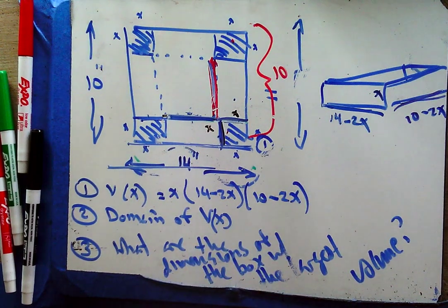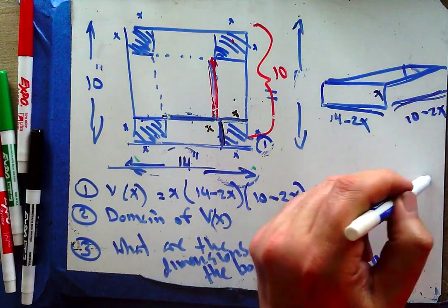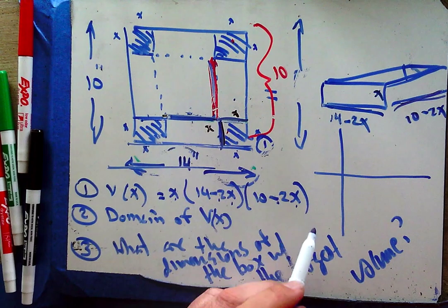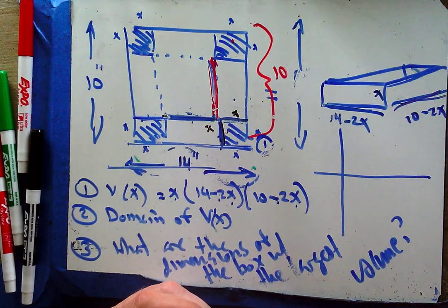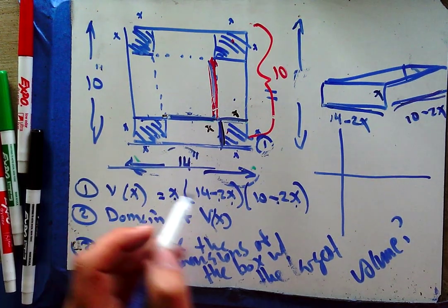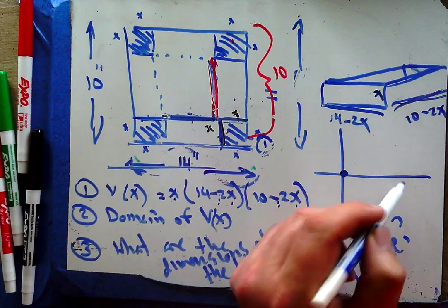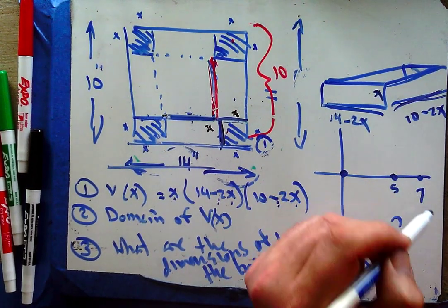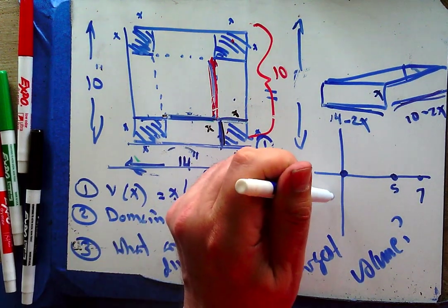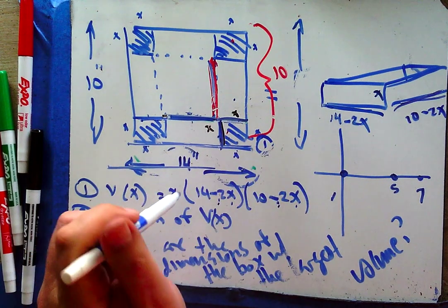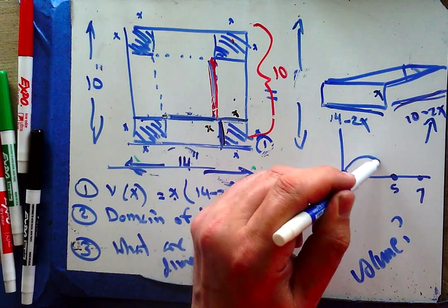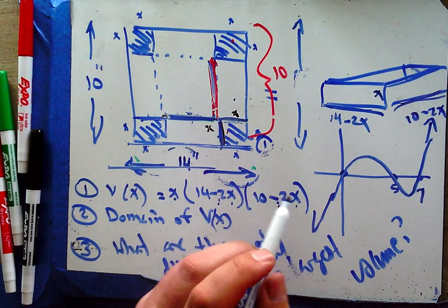Okay? Now, what about the domain of V of x? Well, let's take a look at this graph. We've got x times negative 2x times negative 2x, that's a positive x to the third. And then I also know that I have zeros at 0, 5, and 7. I don't see any multiplicities on any of these factors, so I know I'm going to be passing through on all of them. And it's a positive x to the third, so I'm going up and down. So that's what my graph looks like.